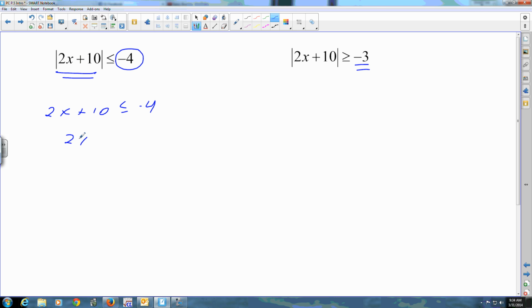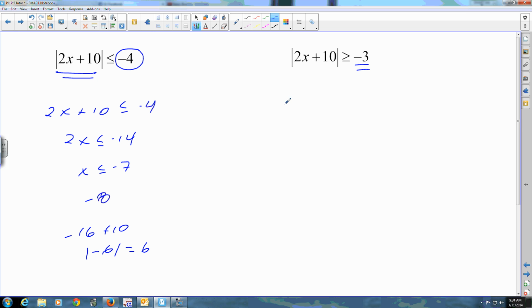Subtract the 10. Divide by 2. So pick me a number less than or equal to negative 7. How about negative 8? Put negative 8 in there. Negative 16 plus 10, that's negative 6 in absolute value. That's 6. How can 6 be less than or equal to negative 4?